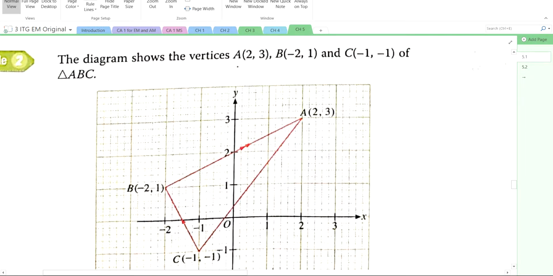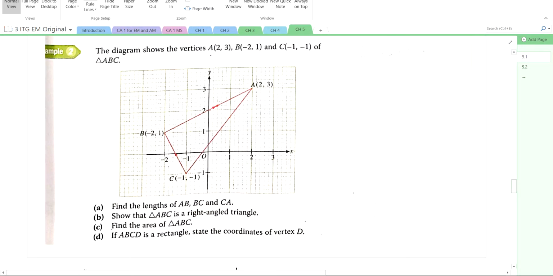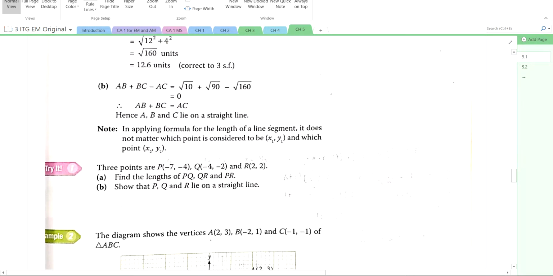Okay, example number 2. This is example 2. No, not this one. Try it 1. Part A. I don't need to do part B, just part A. Find the length of PQ, QR, and PR.